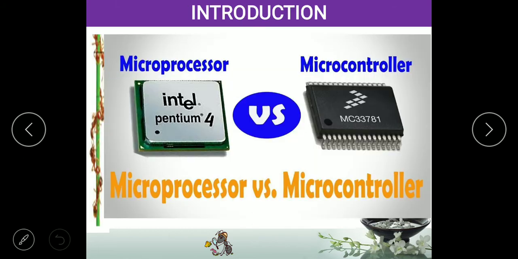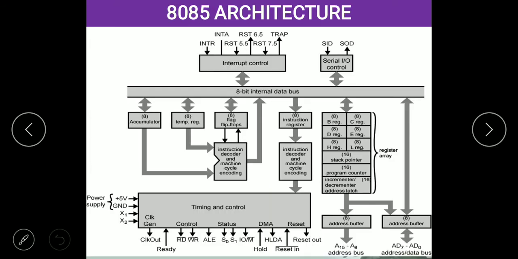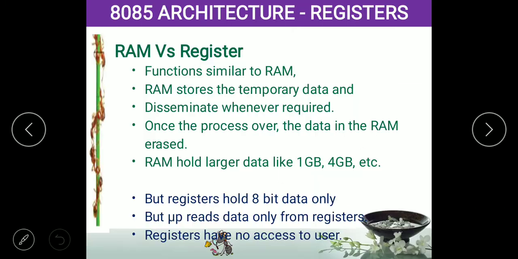What is the difference between microprocessor and microcontroller? The processor can do any operation, but it needs some external memory to do it. The microcontroller has internal memory, internal RAM, and it can do only the specific task it is assigned to. This is the architecture of the 8085 microprocessor.